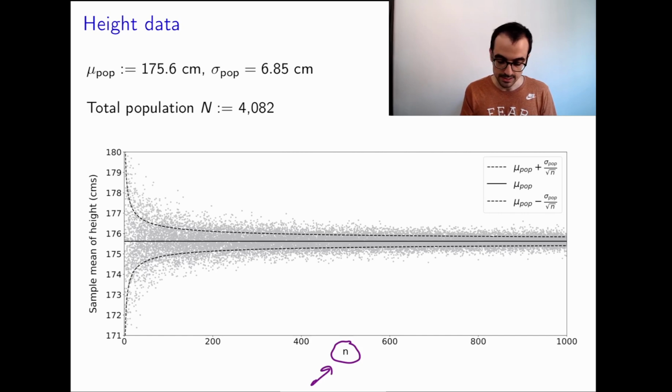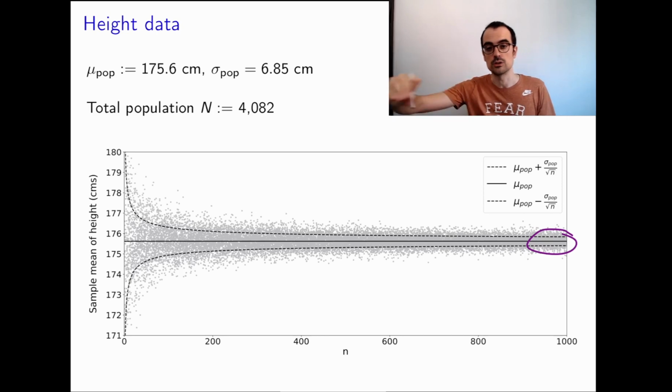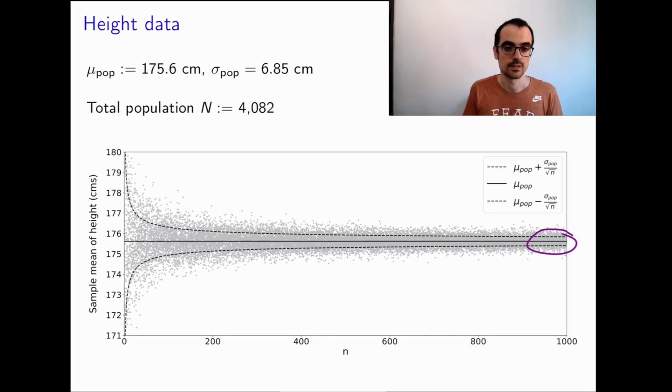Okay, and what we see is that at first the sample means are quite spread out, but little by little they become less spread out. And this is what the law of large numbers tells us. Eventually we converge to the true population mean. Here I've stopped at 1,000. If you continued, it would just collapse eventually. So random sampling works is our conclusion.